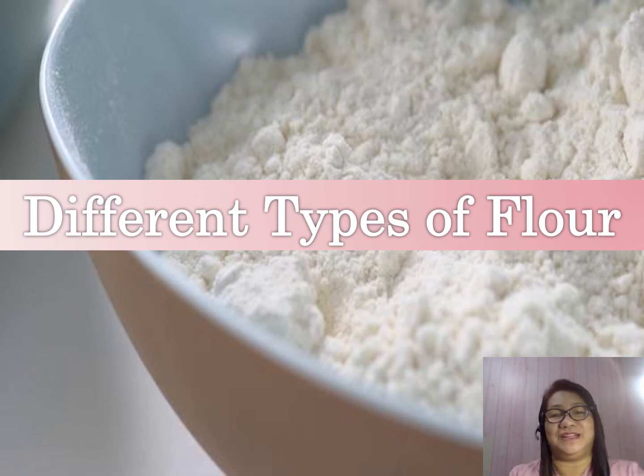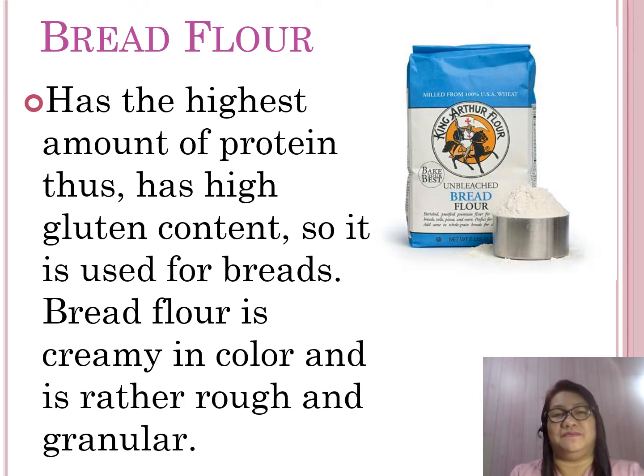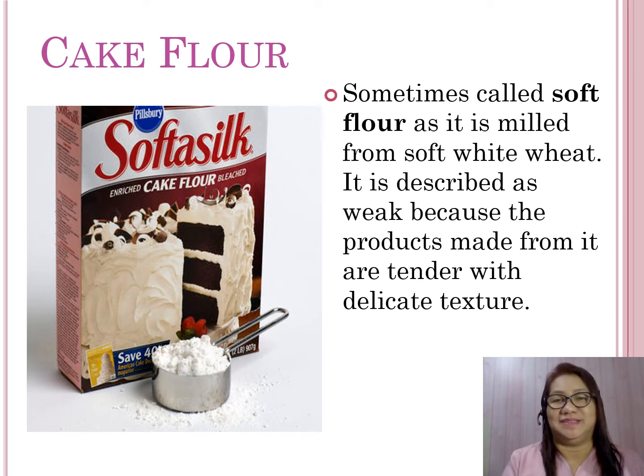There are different types of flour. We have bread flour, which has the highest amount of protein, thus high gluten content, so it is used for breads. Bread flour is creamy in color and is rather rough and granular. Cake flour, sometimes called soft flour, is milled from soft white wheat. It is described as weak because the products made from it are tender and delicate in texture.